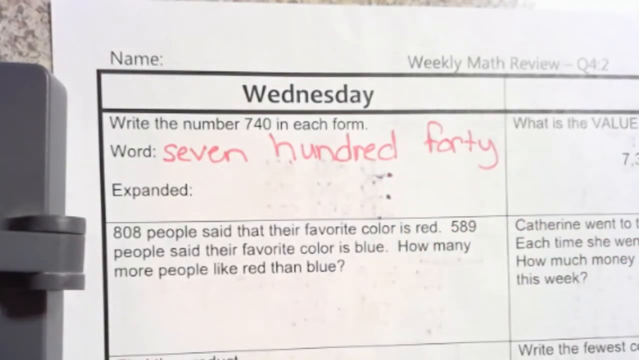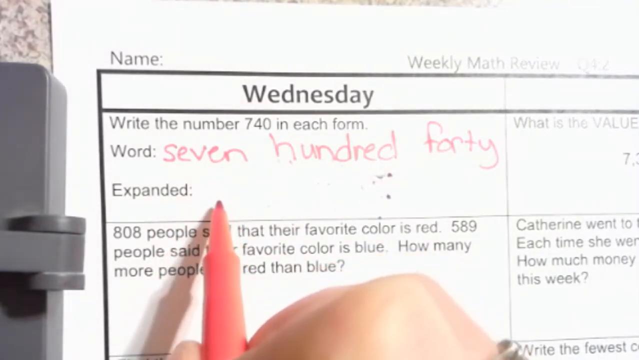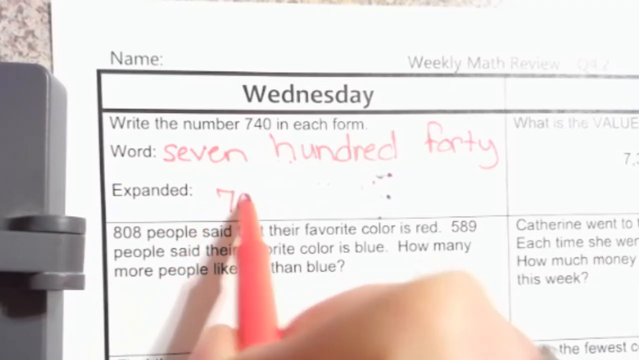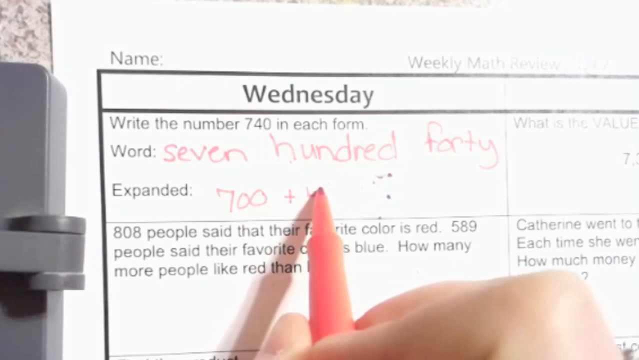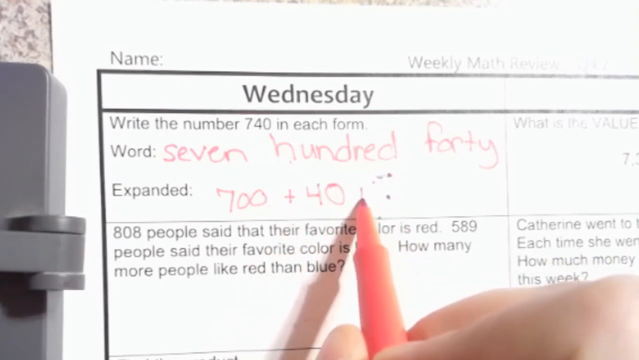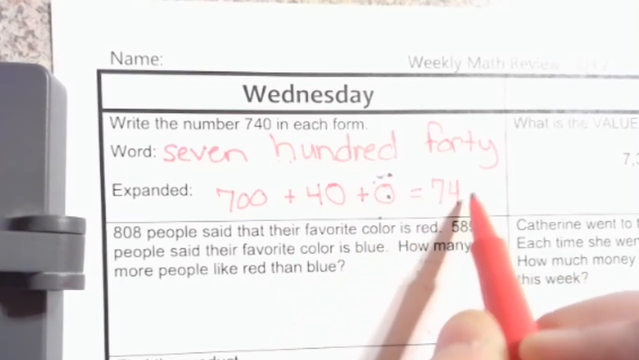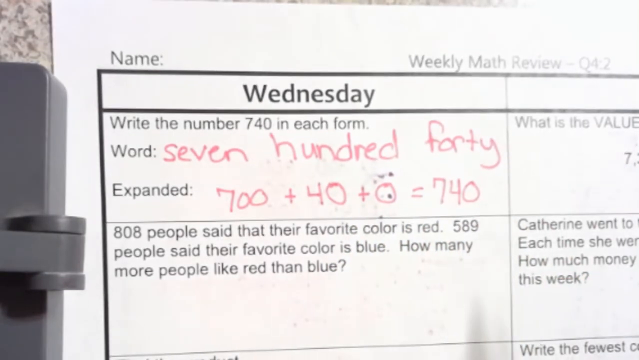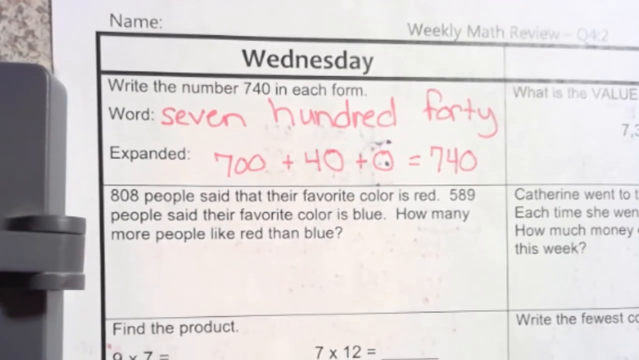Okay, now the expanded form, we're going to pull that number apart. So we're going to say, how many hundreds do we have? We have 700. How many tens do we have? We have 4, which would be 40. And then we have 0 ones. 740.